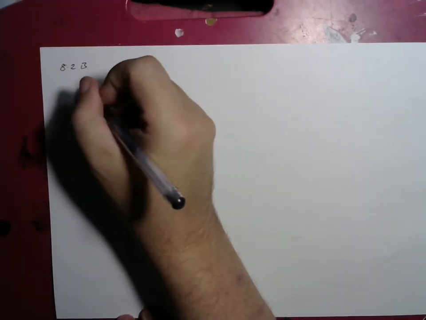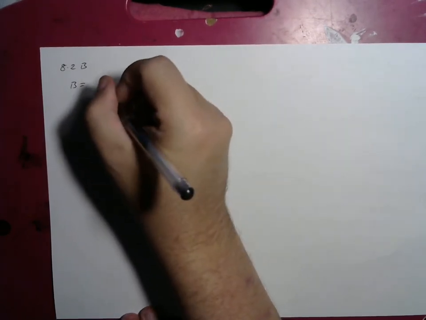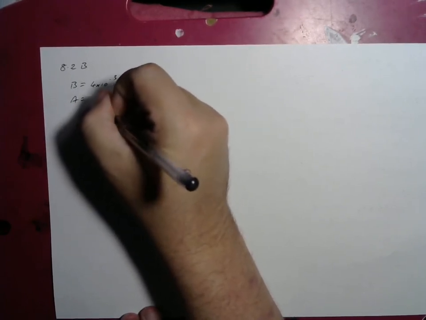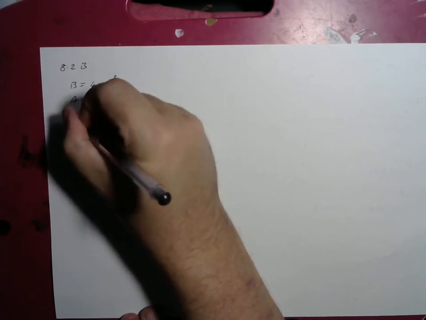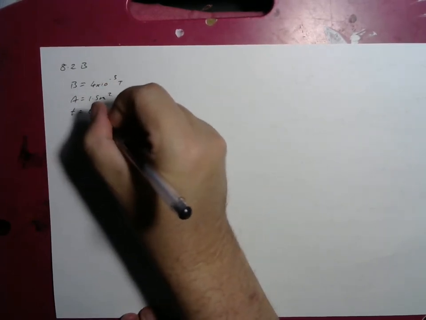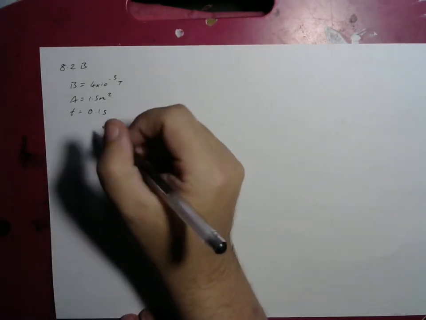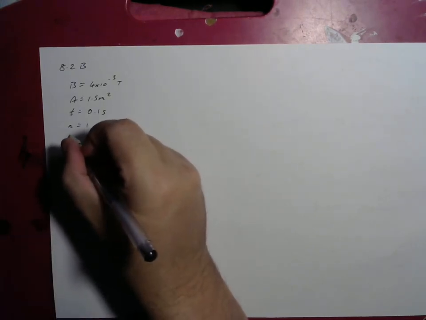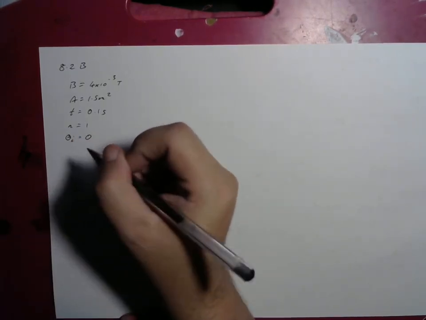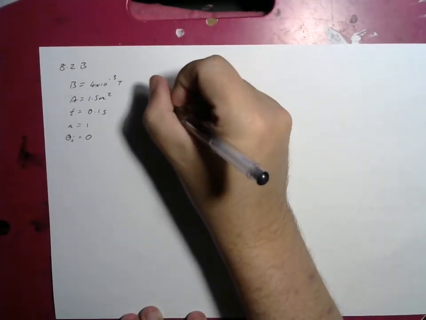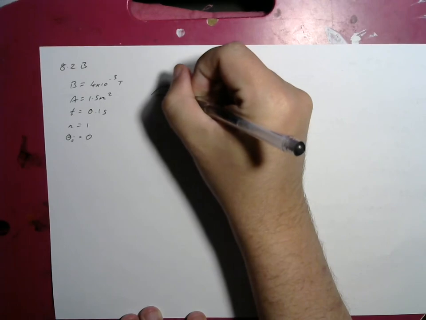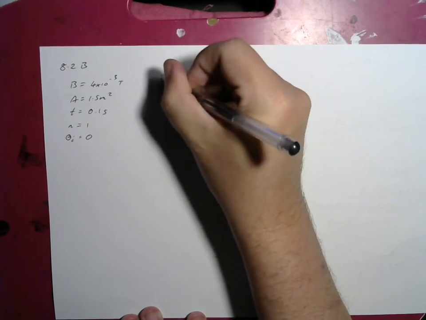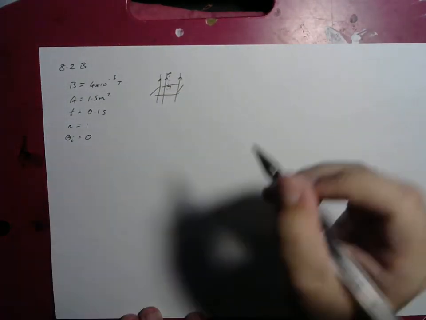So we know that our B equals 4 millitesla, 4 times 10 to the negative 3. Our area equals 1.5 meters, and our little t equals 0.1 seconds. We're dealing with one loop, so n equals 1. Now, our initial angle is equal to 0 because our picture, let's see if I can draw this quickly for us, is our area vector, and the field is going this way. So they are parallel, and so the angle is 0.